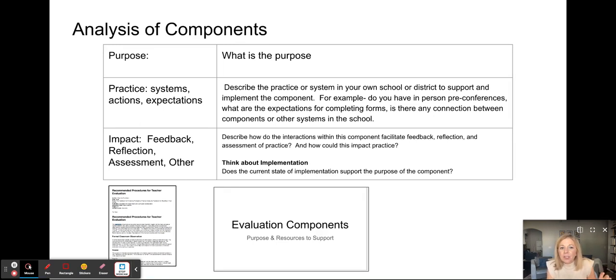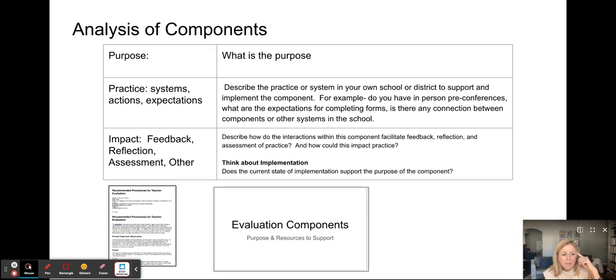And then finally, going back to that, an important part of this is thinking about the connections between the different components. So how can these components work in conjunction with each other to support continuous growth? And then finally, thinking about that part of impact. So why should I invest in this component? Why should teachers invest in this component? How is it going to impact the feedback that we are giving and receiving? How is it going to impact reflection of the teacher and assessment, and possibly other impacts on practice?